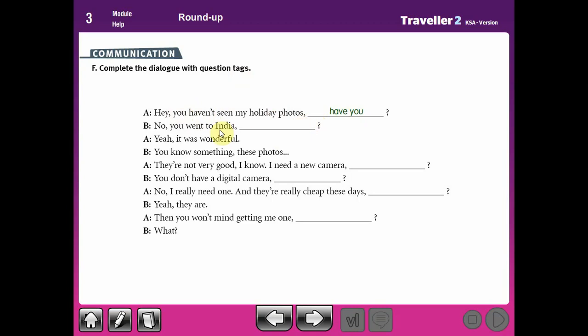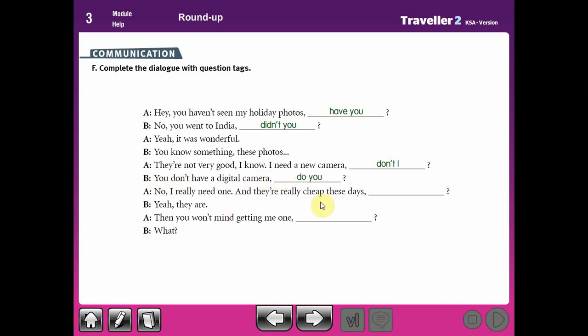Next one, you went. So it's past simple, and for the past simple we use didn't. Very good. So you say didn't you. If we have didn't, we say did you. So you went, you say didn't you. Very good. Next one we have here, I need a new camera. For the present simple we have don't and doesn't. With I we say don't. So I need a new camera, don't I? That's very good. Here we have you don't, right? So we will change it into the affirmative form. Say do you. Very good.